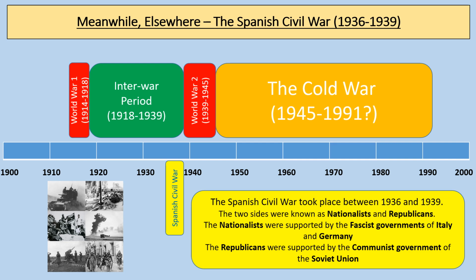In terms of chronology, the Spanish Civil War took place between 1936 and 1939, which came right at the end of the interwar period and just before the outbreak of the Second World War, which took place between 1939 and 1945. Now, the two sides were known as the Nationalists and Republicans. The Nationalists were supported in the Spanish Civil War by the fascist governments of Italy and Germany, whilst the Republicans were supported by the communist government of the Soviet Union. Britain and France decided not to get involved at all within the Spanish Civil War. So although it was a civil war, it was definitely a war that had a bit of an international dimension and was a bit of a precursor as well to the Second World War.